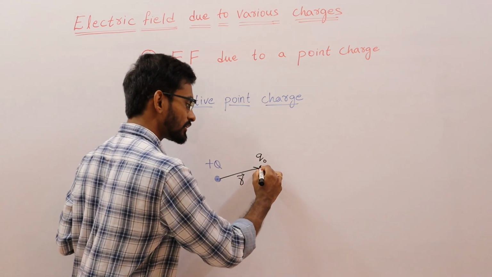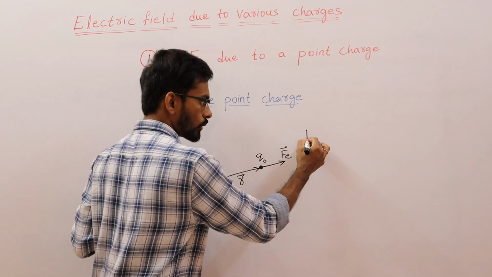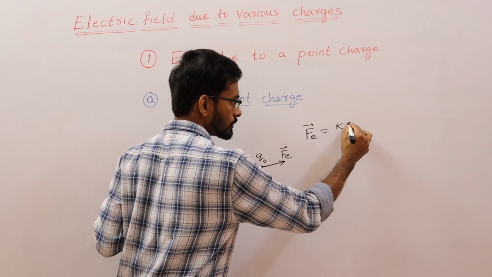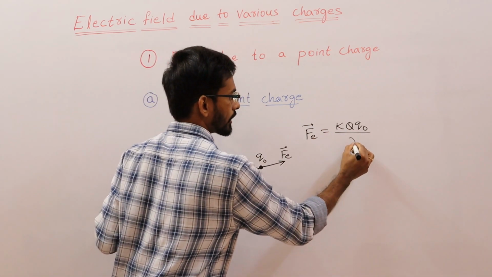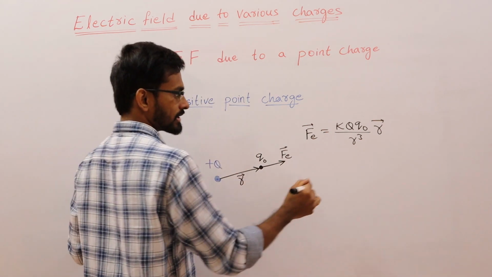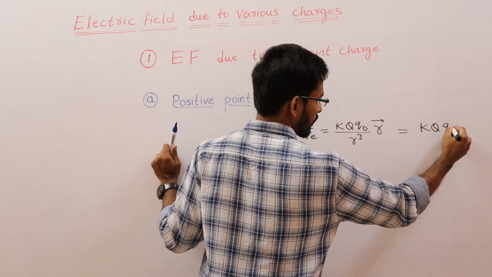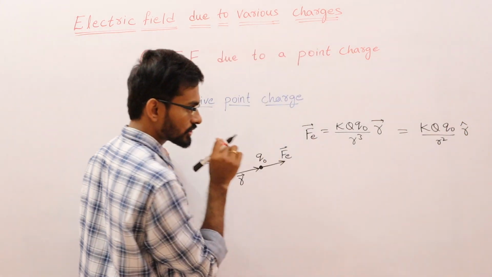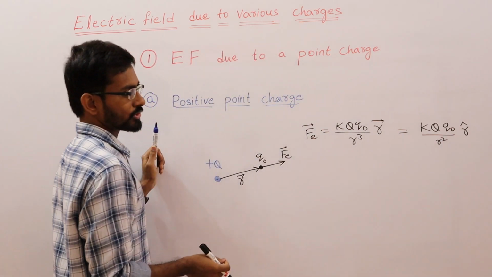So the force applied by this one, Fe bar, according to Coulomb's law, we can write as K into Q naught by magnitude of r cubed into r bar. Okay, so from here we can say Fe bar is K into Q naught by r square into r cap, that is, the unit vector in the direction of the position vector.